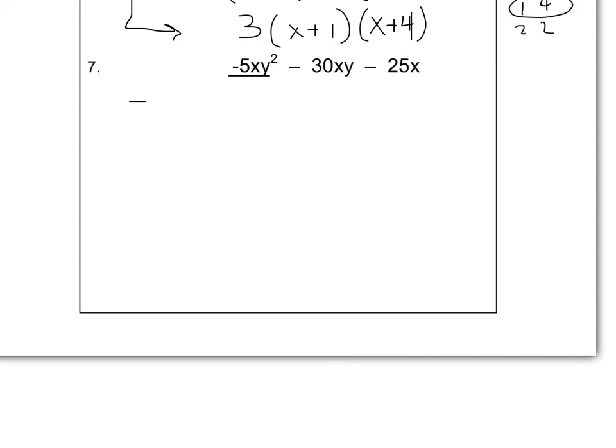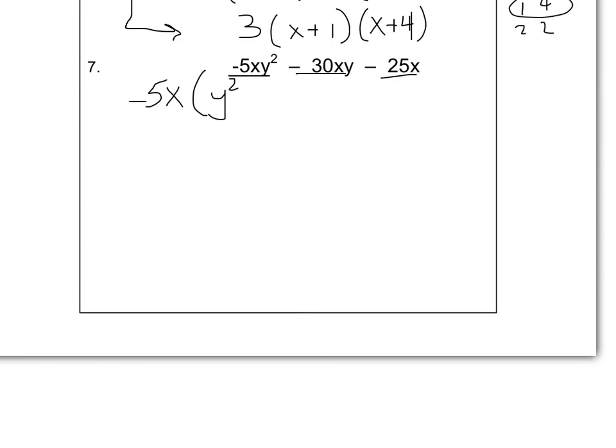As you look at the numbers, what's the biggest number that will go into 5, 30, and 25? Well, that happens to be a 5. And do each one of these terms all have the same variable? Sure they do. They all have an x. So I'm going to take out a negative 5x. So negative 5 divided by negative 5 is positive 1. I had an x, I took it away, so there's no more x left over. The only thing that's left over is a y squared.